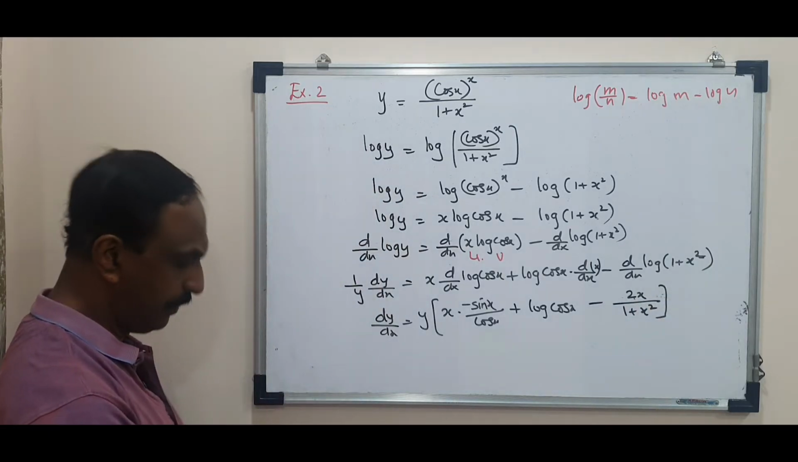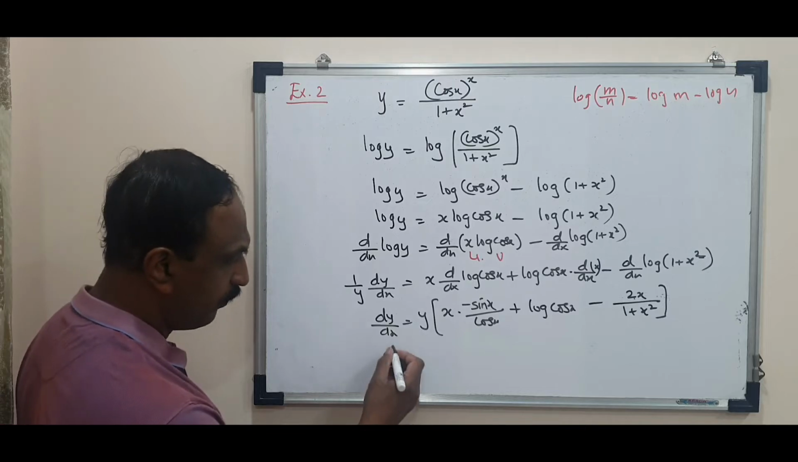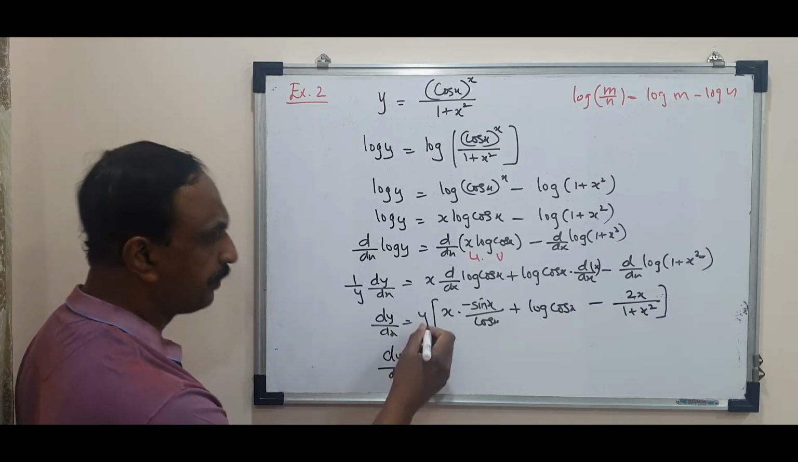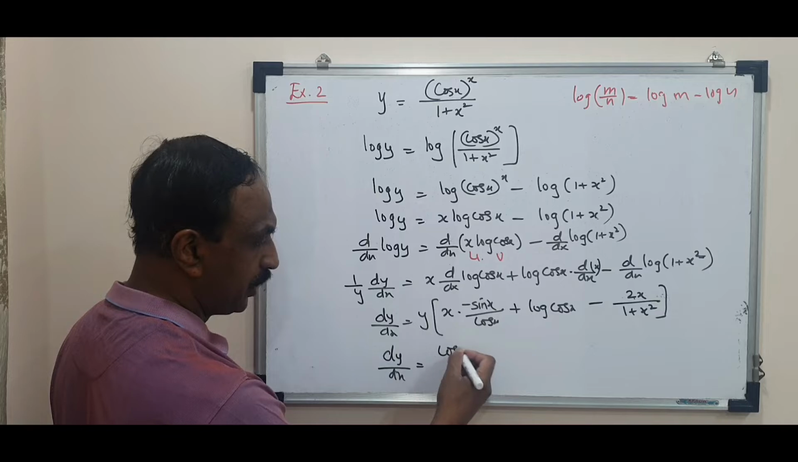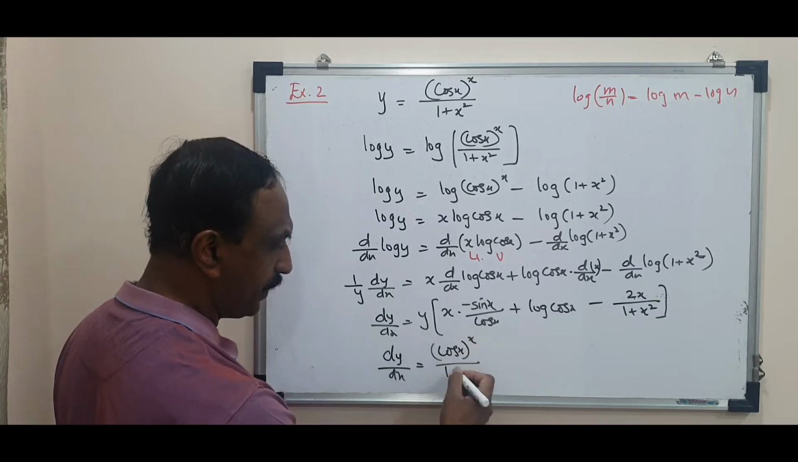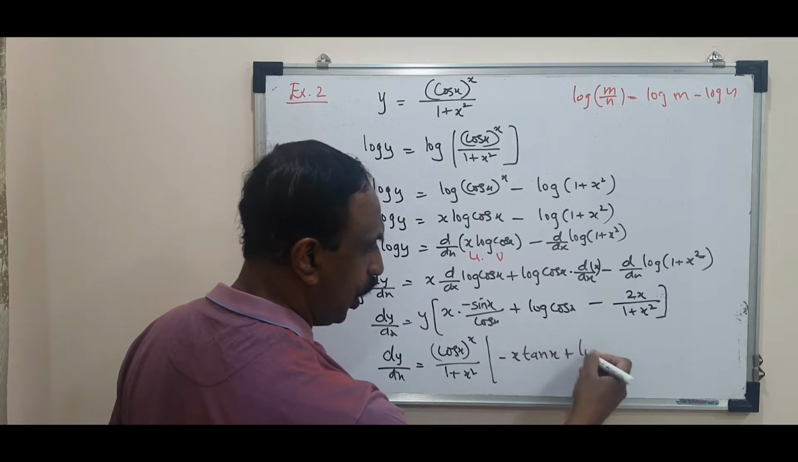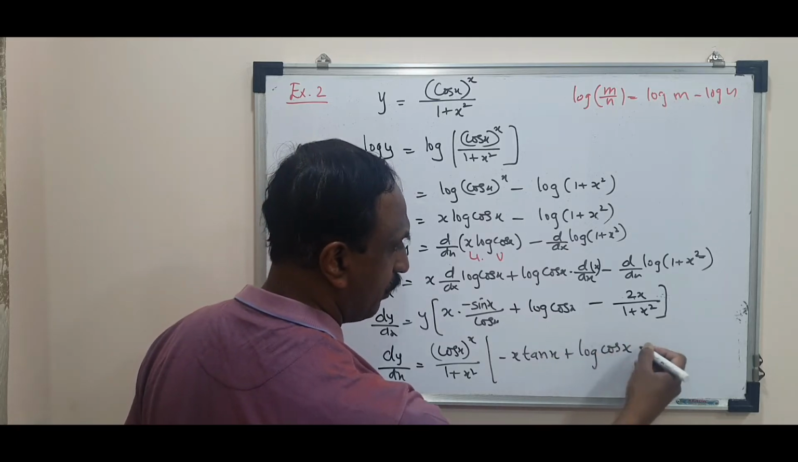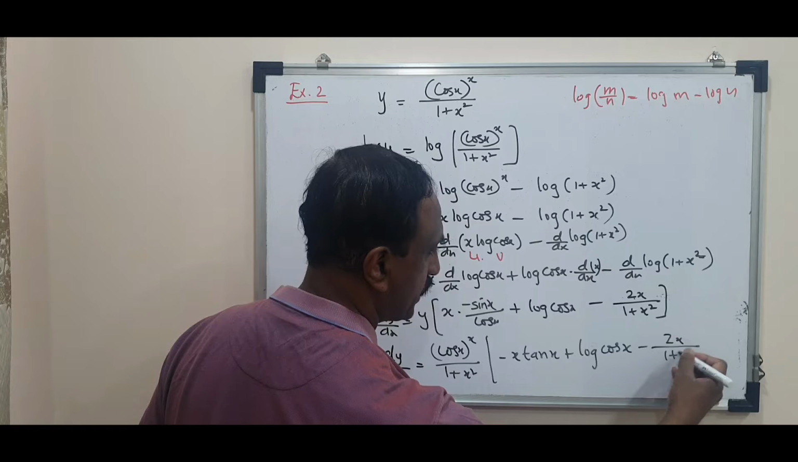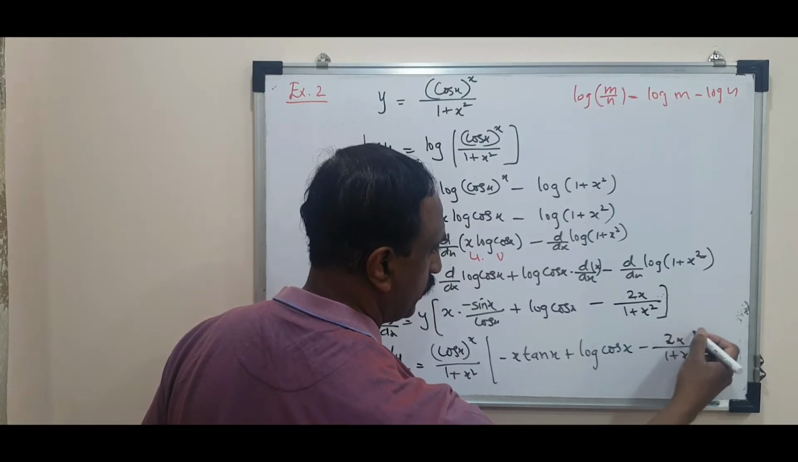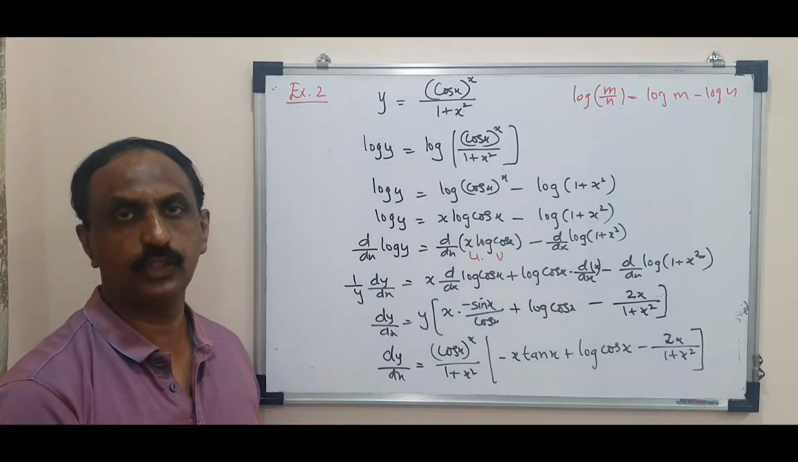So my final answer will be: dy by dx is equal to, in place of y, I'll replace cos x raised to x upon 1 plus x square, into minus x tan x plus log cos x, minus 2x upon 1 plus x square. This becomes my final answer. This would be the answer for this particular function.